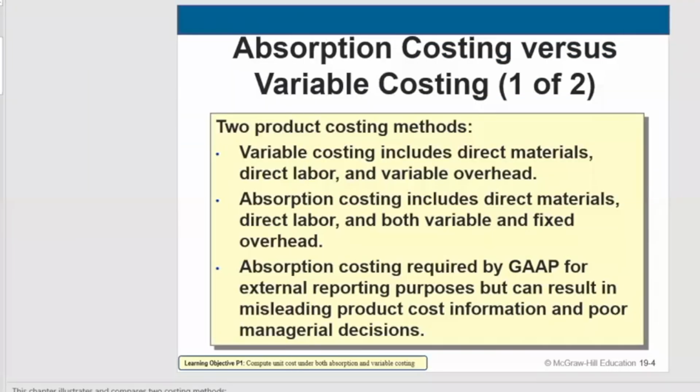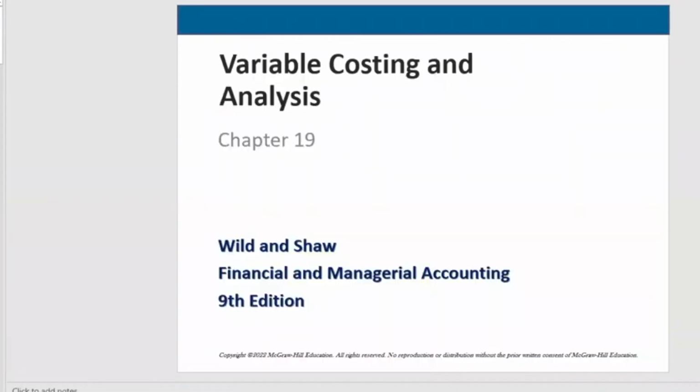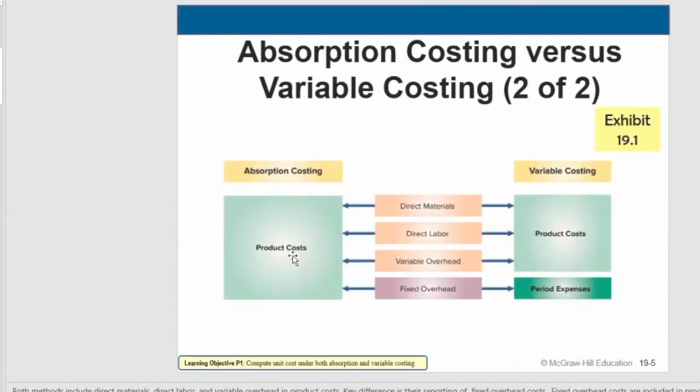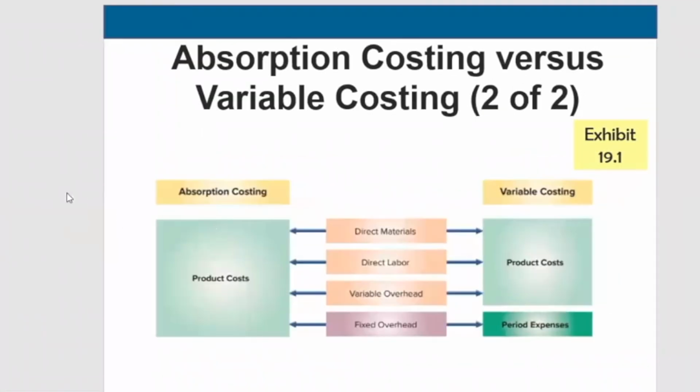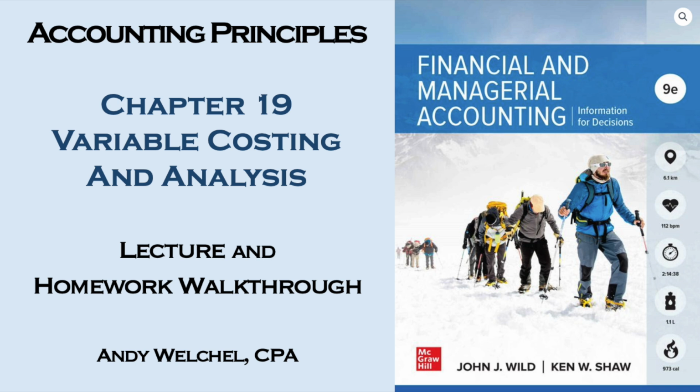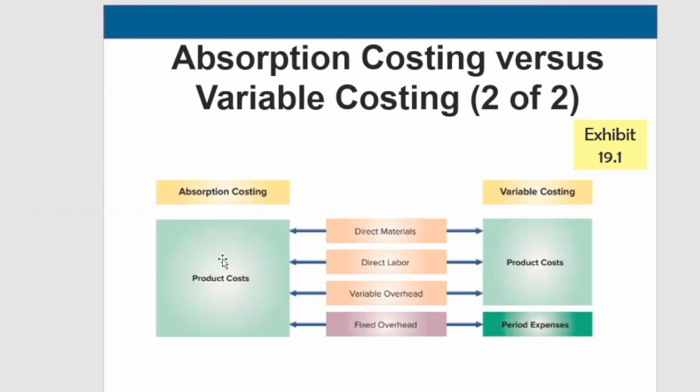Okay, welcome to Accounting 102, Chapter 19. This chapter is focusing on variable costing. What you've learned so far is called absorption costing. What that means is the cost to make a product. We're still manufacturing products here. The cost to make a product includes direct materials, direct labor, and all overhead.